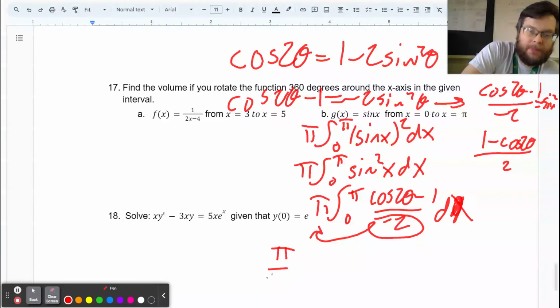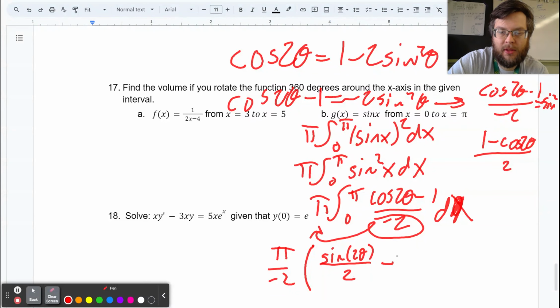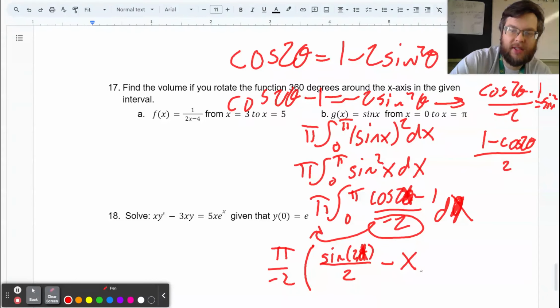So I have pi over negative 2, and I'm going to do the integral of cosine. So the integral of cosine is sine. Because it was a 2 theta, I divide by 2. The integral of negative 1, x, not theta. The integral of negative 1 is just x, and that's integrated from 0 to pi.